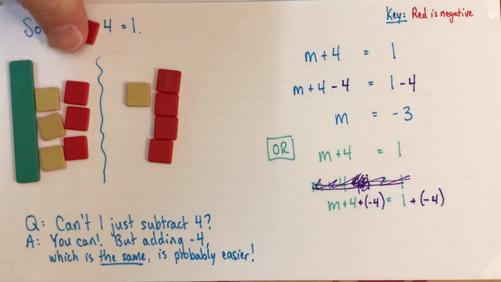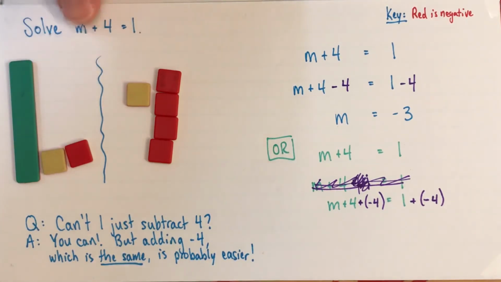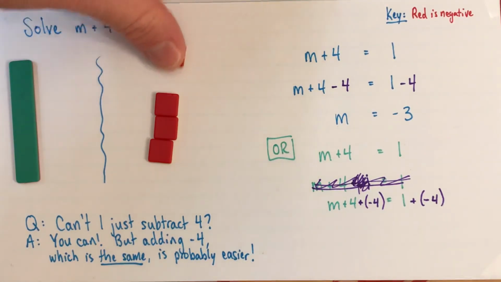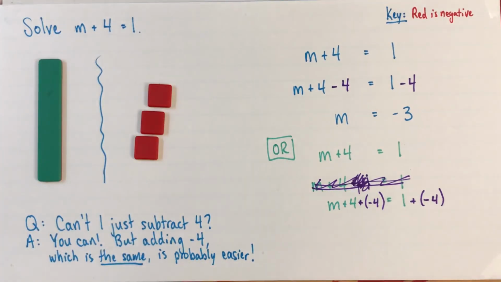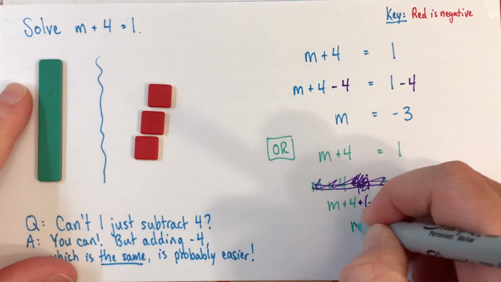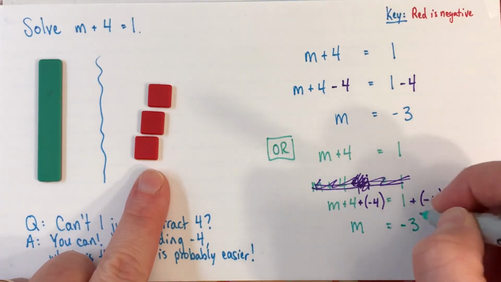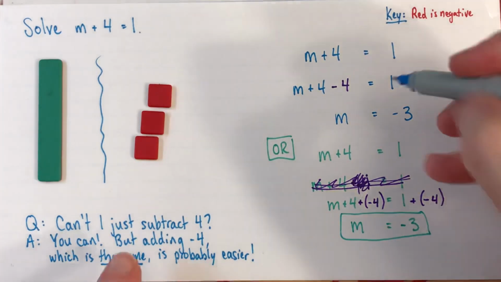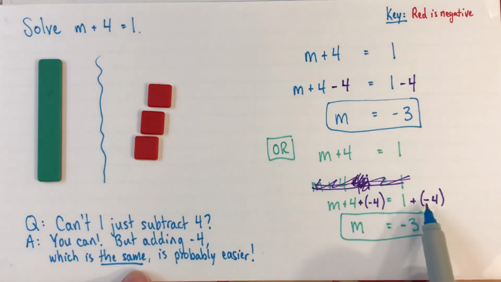So now if we remove our 0 pairs, there's 1 gone. Next. There we go. And we also have 1 over here. And this comes out just exactly like what we had with our first method. We have m on the left, and it's equal to -3 on the right. So it does absolutely the same thing. Subtracting 4 is just exactly the same as adding -4.